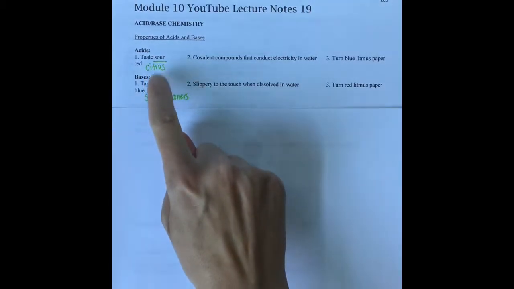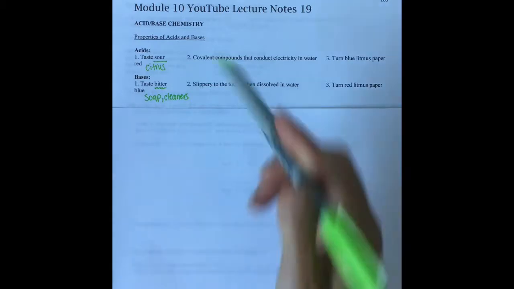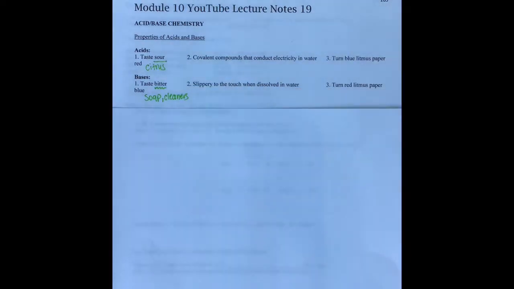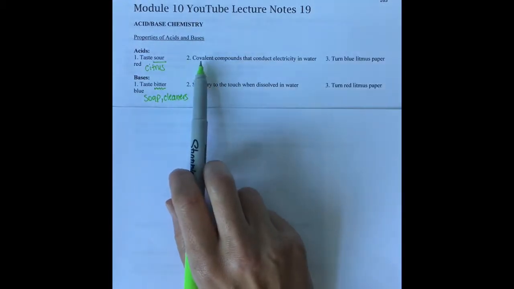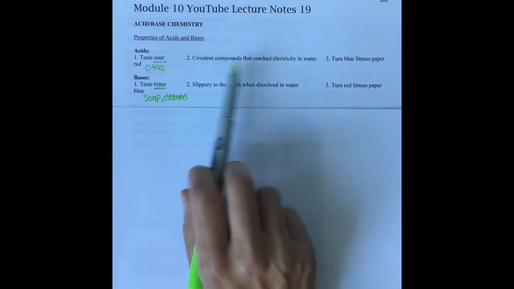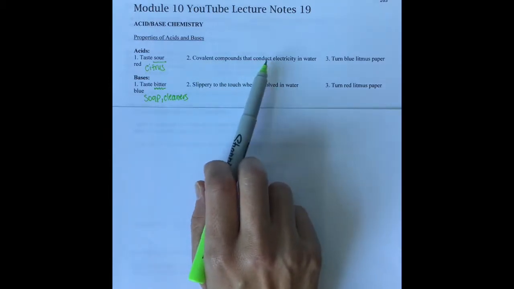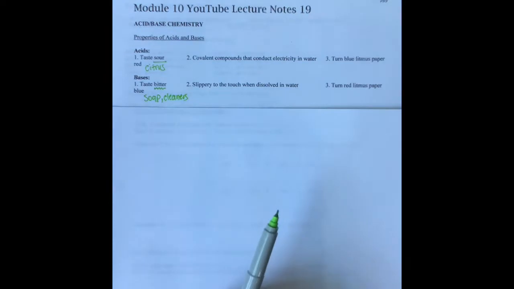Now, real quickly, I just want to note that if you're doing an experiment in a chemistry lab, you should never ever taste anything unless your teacher tells you to. You should never use taste as a way to experiment with acids and bases unless you're instructed to do so, because it could be really dangerous. The second property it talks about is with acids that they're going to conduct electricity in water. And we're going to leave that for a second. We'll visit it later on down here in the page.